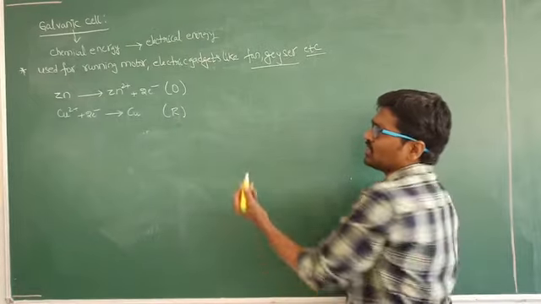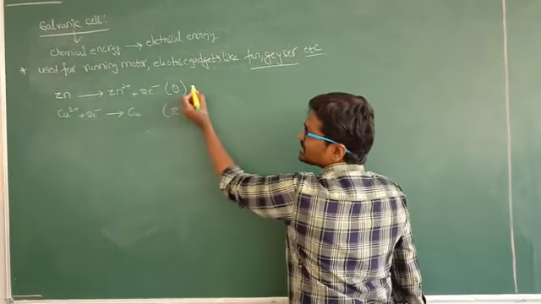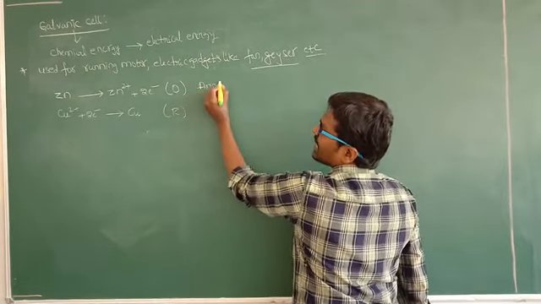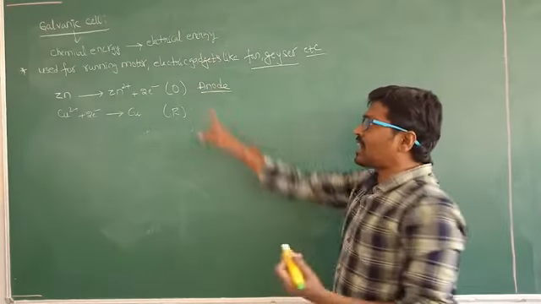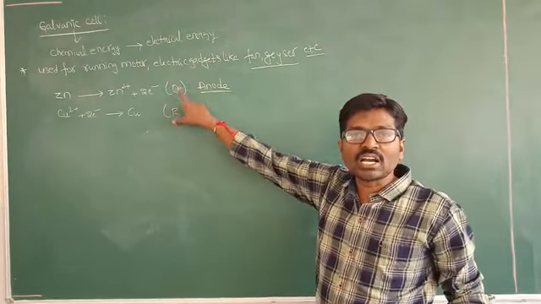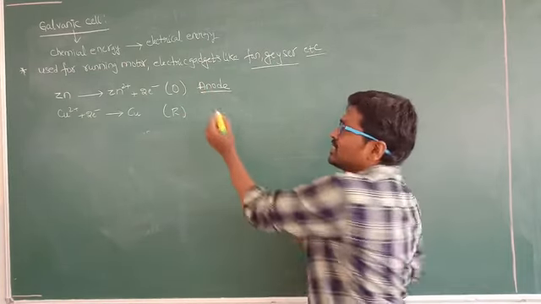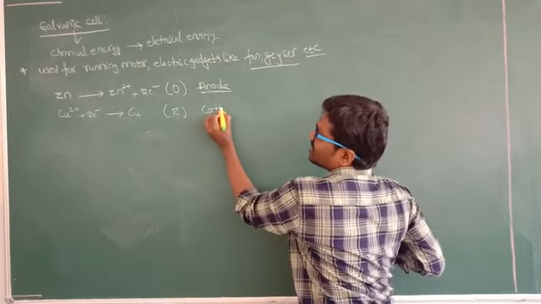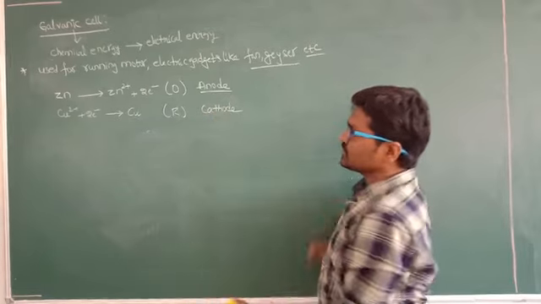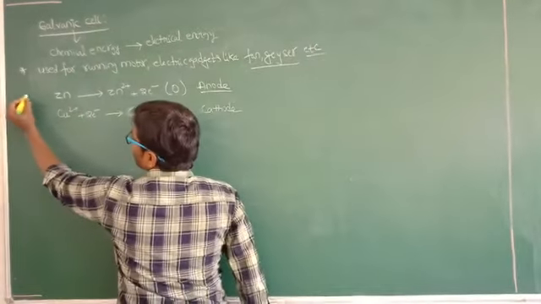And already we know, here the zinc rod is acting as an anode. Why is it acting as an anode? Because oxidation always occurs at the anode. Next, reduction means it is acting as a cathode. Next, coming to the next point.